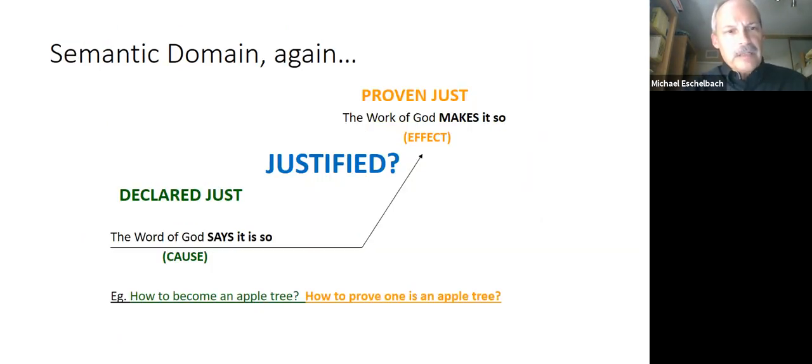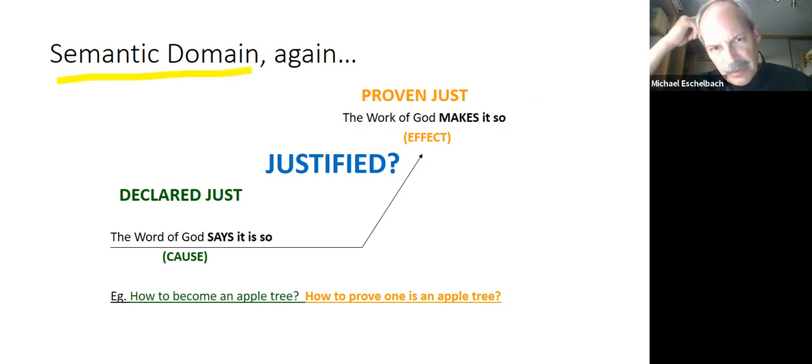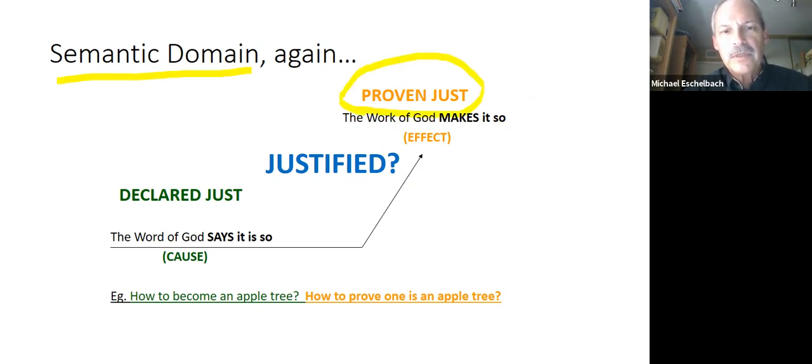Semantic domain. I've talked about this before with the word that's translated tempt or test, right? So semantic domain. Okay, so how do you prove that someone or something is just? You do it from the effect. How do you know that an apple tree is an apple tree? Well, it's got apples on it. Okay, how do you become an apple tree? As in, how do you become just?